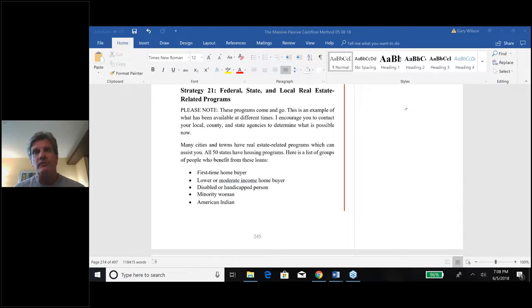Some of you have already seen the sixth book. If you were in Orlando or Virginia, either of those 3-day events, you got your own copy of the new book, Massive Passive Cash Flow Method, like 540 pages of content. And in there, we talk about different loan programs, federal, state, local. So we're going to go over tonight the federal level. And some of these do exist in various forms in Canada too.